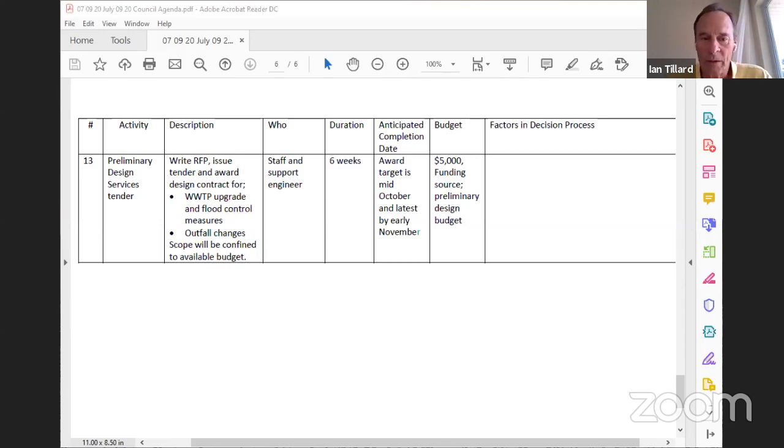So we're targeting the award for that mid-October would be great, but the very latest by early November. That should put us in a position to have that work completed by the end of March in 2021, which is our funding deadline. So that's it in a nutshell.